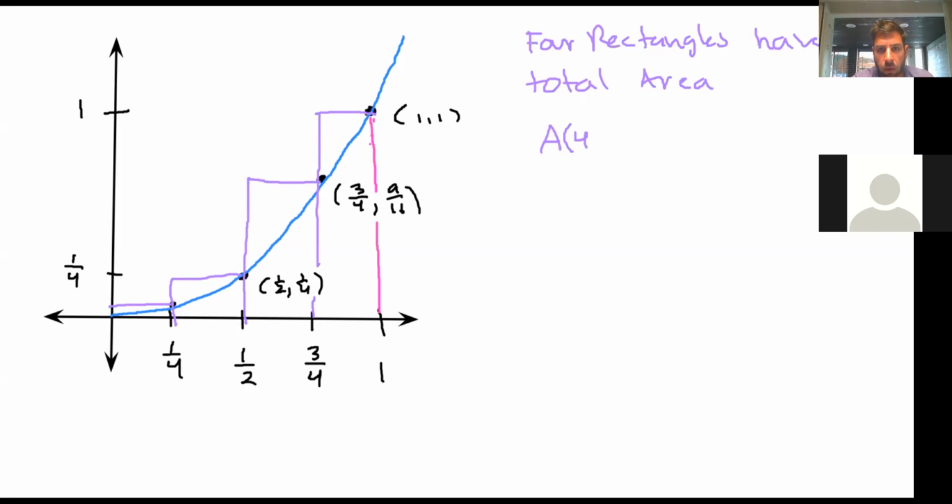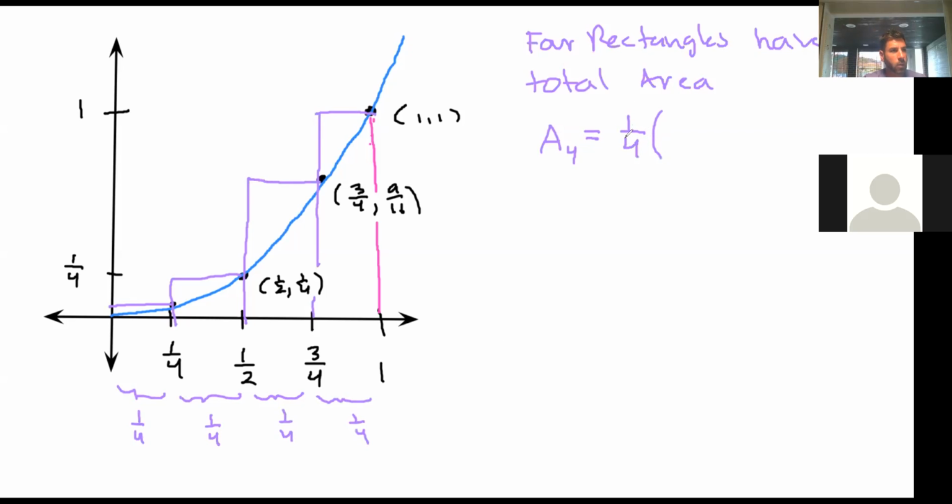Well, let's be a little more clean with it. I'm going to call it A sub 4. So this subscript of 4 is going to tell me that I have 4 rectangles. And so notice the width of every one of them is 1/4. Notice that's the width of every one of them. And so if the width of every one of them is 1/4, I can pull that number out. And then what I'm left with are, what are the heights?